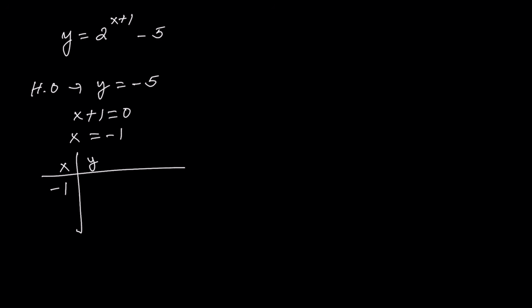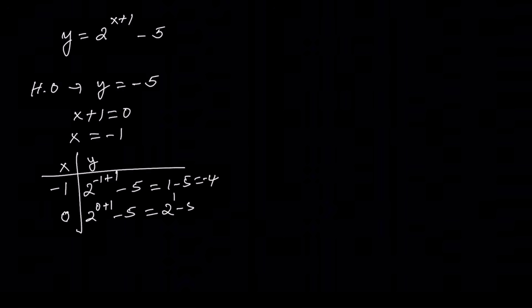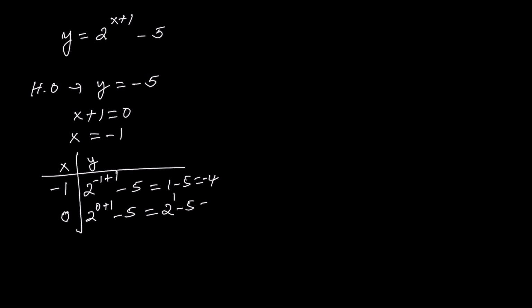Now we make a table. We start with x equals -1. 2 raised to the power of the quantity -1 plus 1, minus 5, is equal to 2 raised to 0 minus 5, which gives 1 minus 5 equals -4. Next, we choose x equals 0. 2 raised to the power of the quantity 0 plus 1, minus 5, is equal to 2 raised to the first power minus 5, which gives 2 minus 5 equals -3.